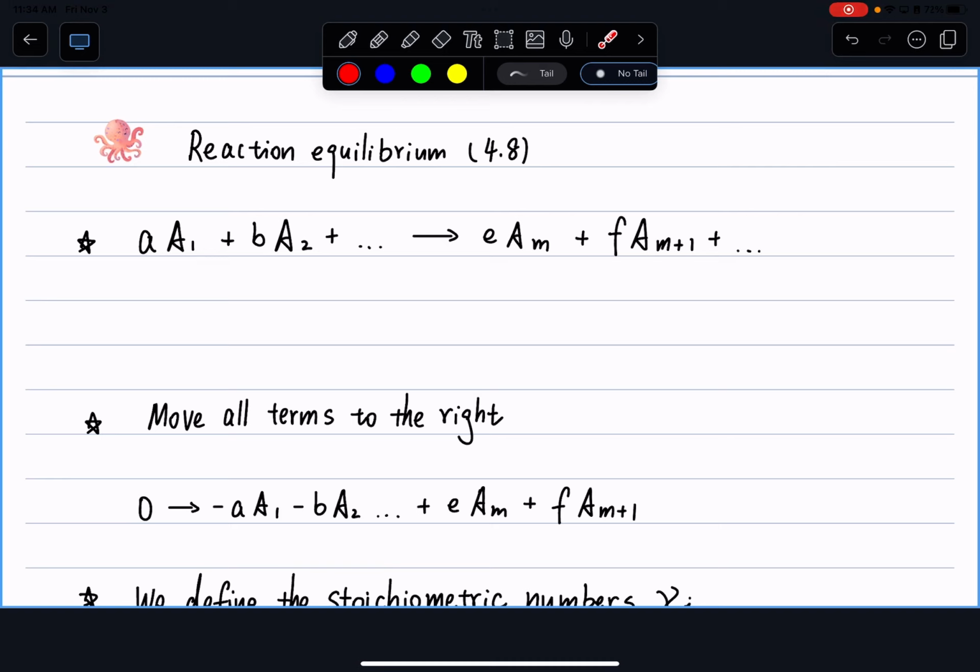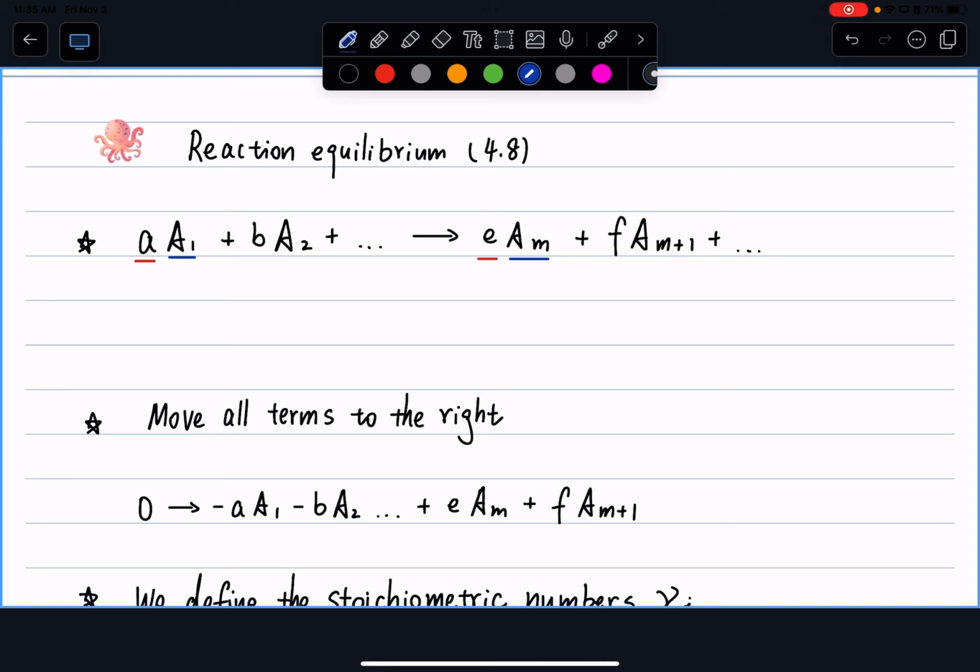Now for chemical reactions, let's look at a typical reaction here. You have a, which is our coefficient, and also our A1, the big A1, that tells you the identity of your reactant A1. And likewise, on the right-hand side, your small e is a coefficient of your product, and the big AM tells you that's our product. It's just a notation. You can notate it any way you like.